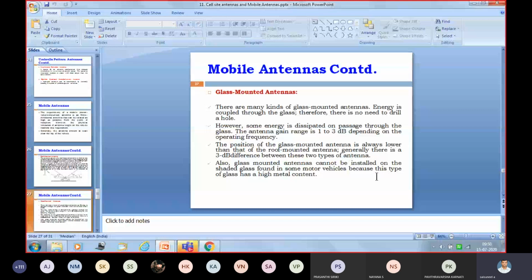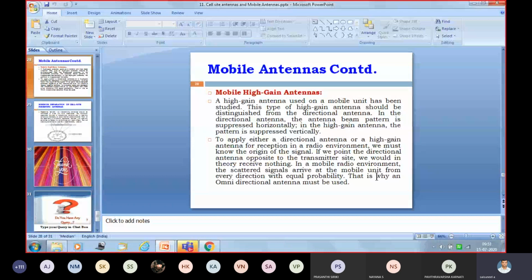Next, the third is mobile high gain antennas. What is meant by mobile high gain antennas? The previous types support a maximum of only 1 to 3 dB gain. So we have to increase the gain of the system, and for that we go for stacking. We stack a number of antennas one by one. That's why we go for mobile high gain antennas.